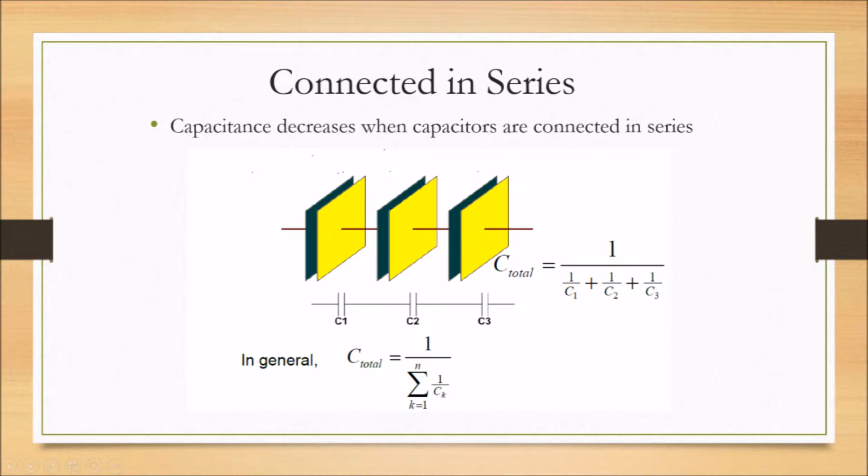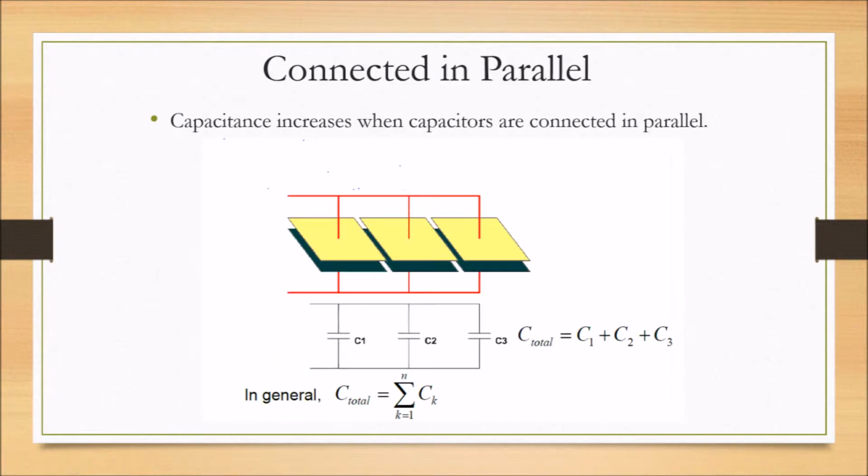If connected in series, the capacitance of the capacitors decreases. According to the formula shown as an example here, total capacitance is equal to 1 over 1 over C1 plus 1 over C2 plus 1 over C3. Moving on to capacitors connected in parallel. Capacitance increases when capacitors are connected in parallel. As you can see, the formula written here for this example, total capacitance equals C1 plus C2 plus C3. The value of the total capacitance is higher when connected in parallel than in series, even though both circuits consist of the same number of capacitors.